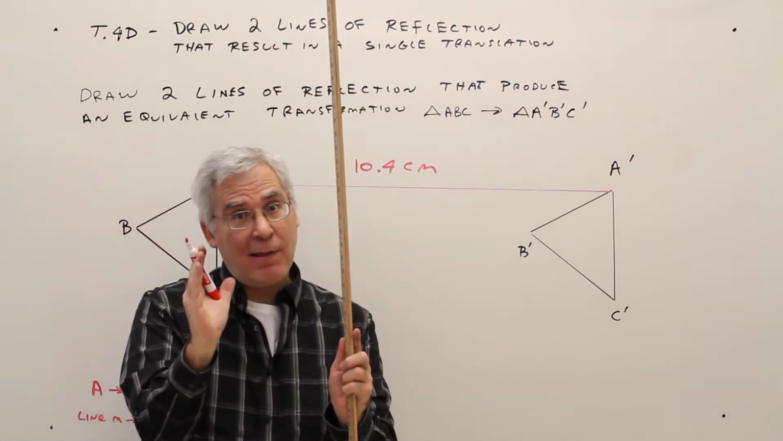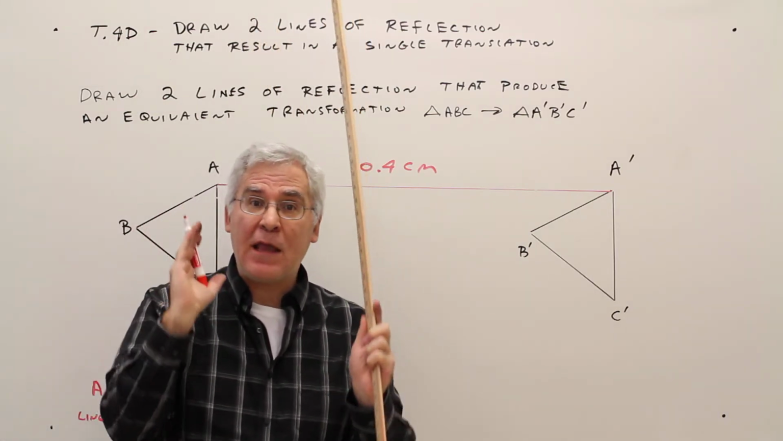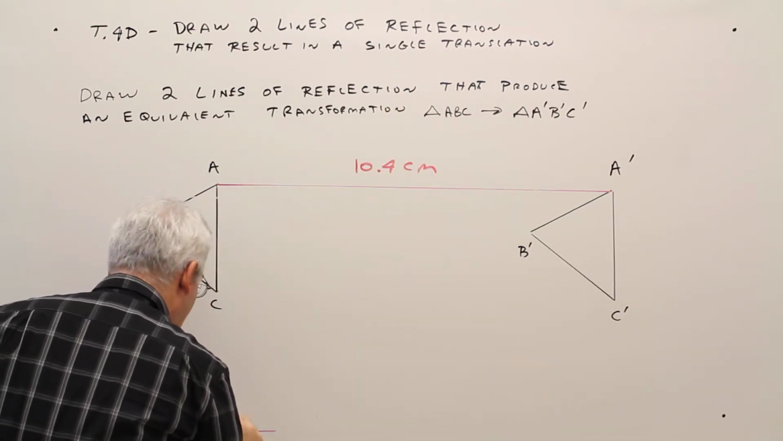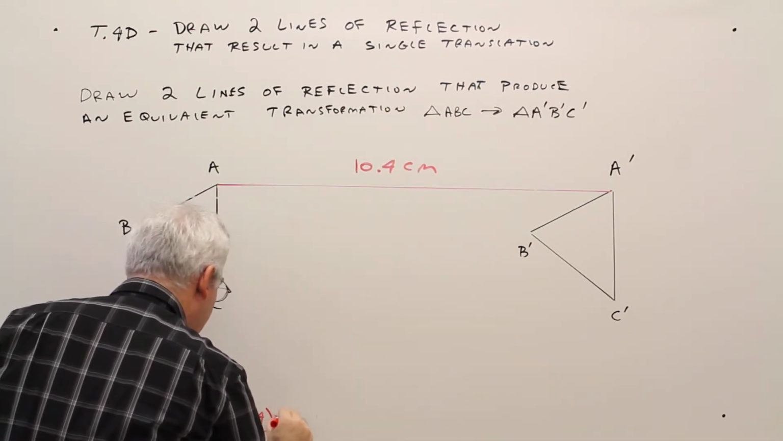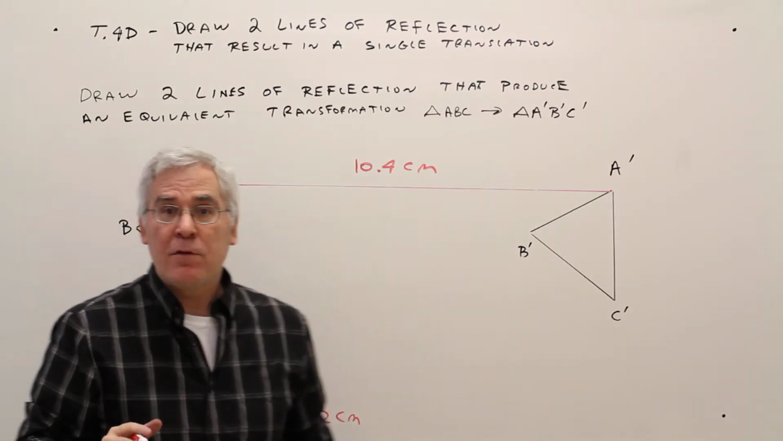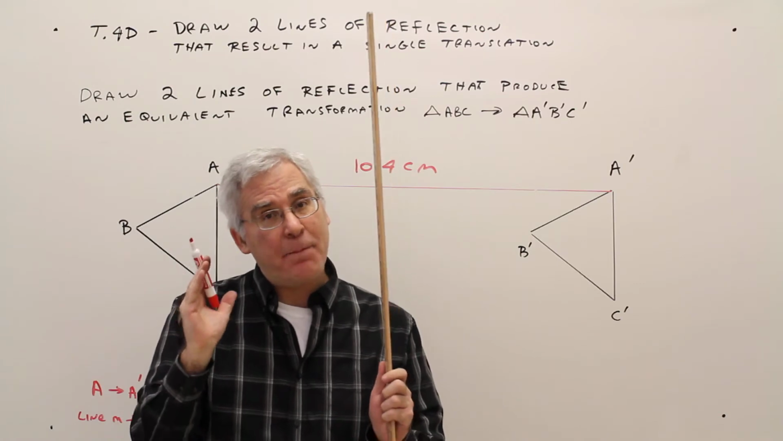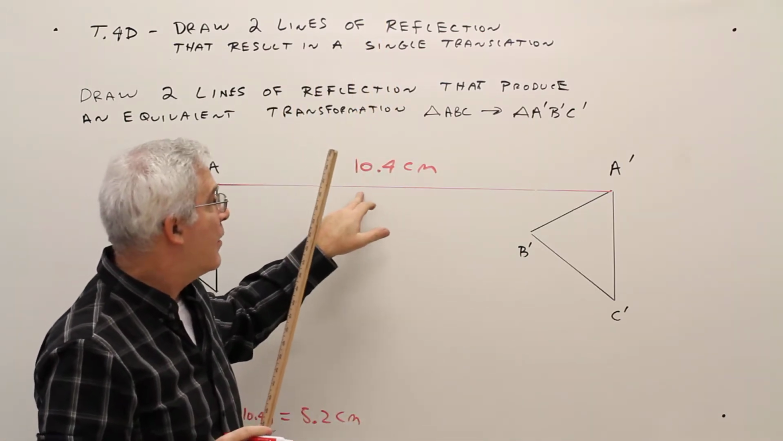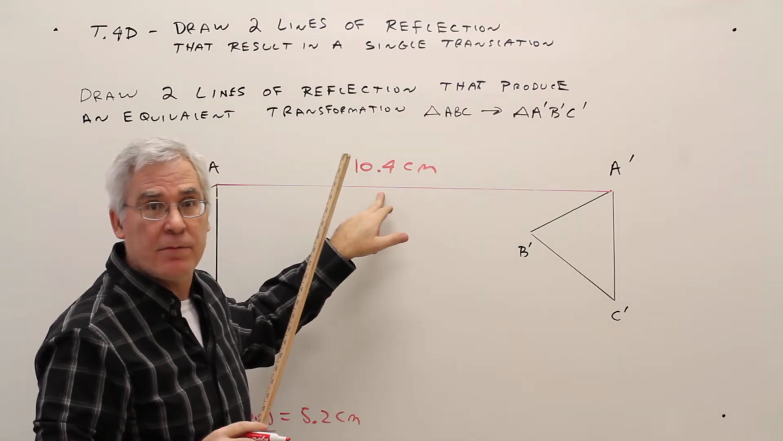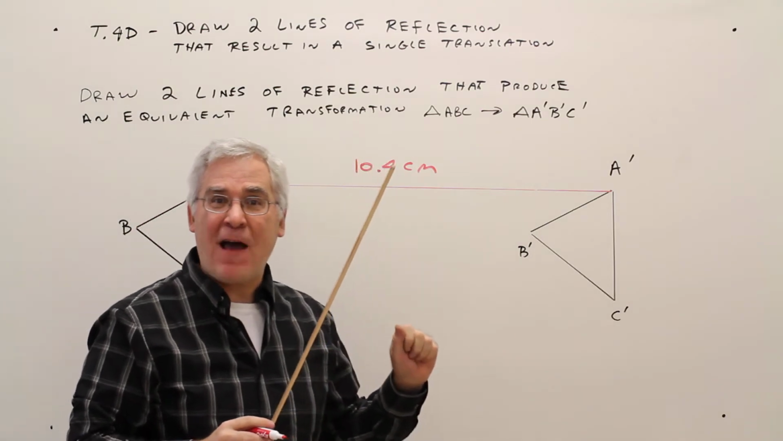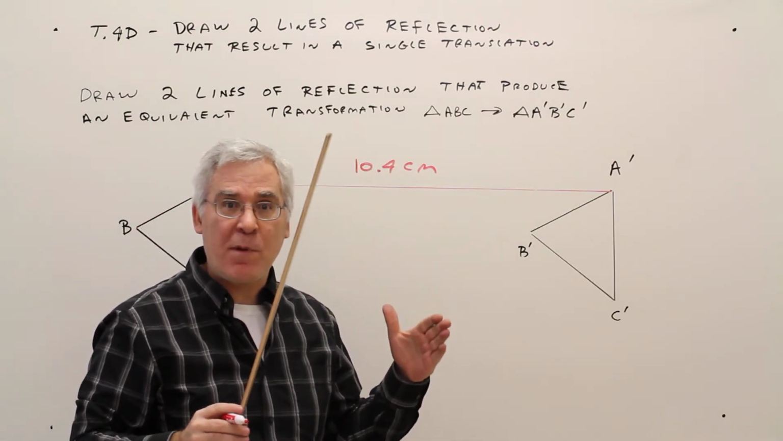Now for my parallel lines, I want those to be half that distance. So 1/2 of 10.4 equals 5.2 centimeters. So when I draw my parallel lines, I want them to be perpendicular to this translation vector. Okay? And I also want them to be 5.2 centimeters spaced apart.